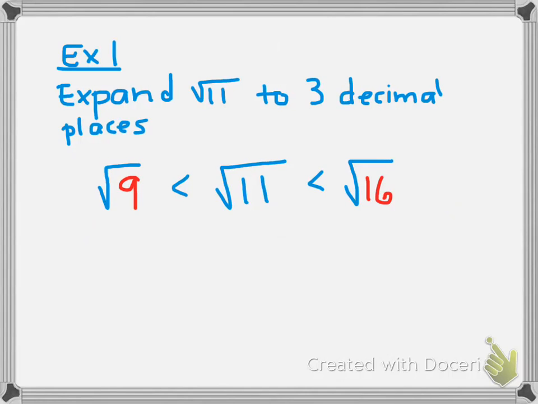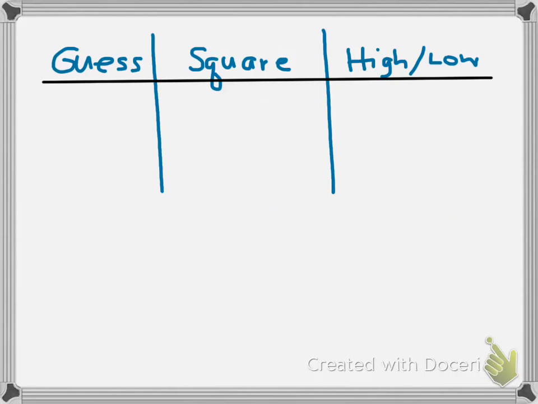Well, we know the square root of 9 is 3, and the square root of 16 is 4. So that means the square root of 11 is somewhere between the numbers 3 and 4. We're going to guess a number between 3 and 4, so we'll start with 3.5.